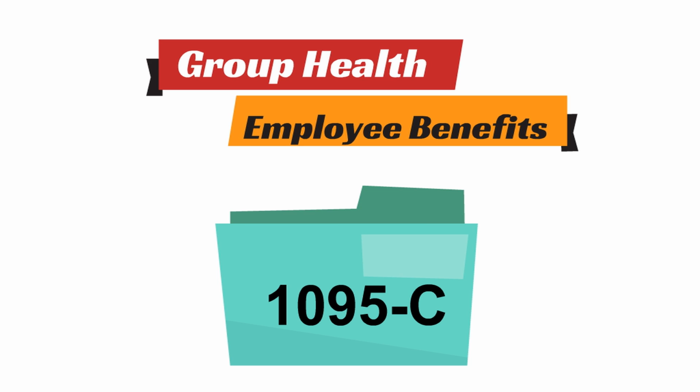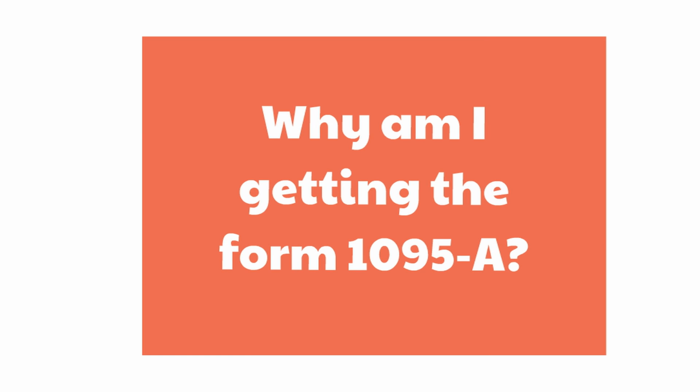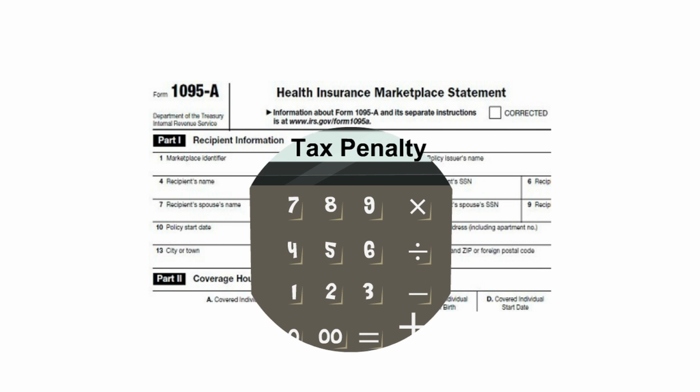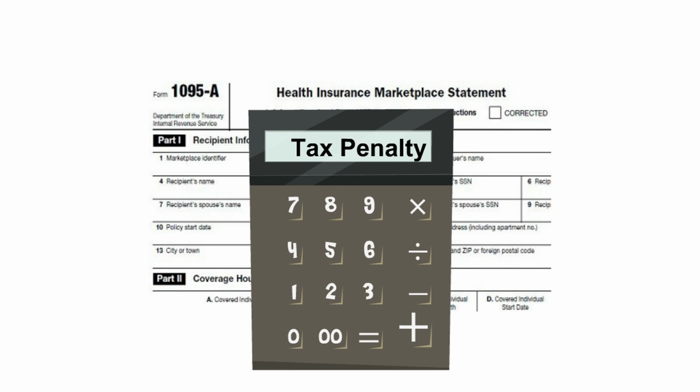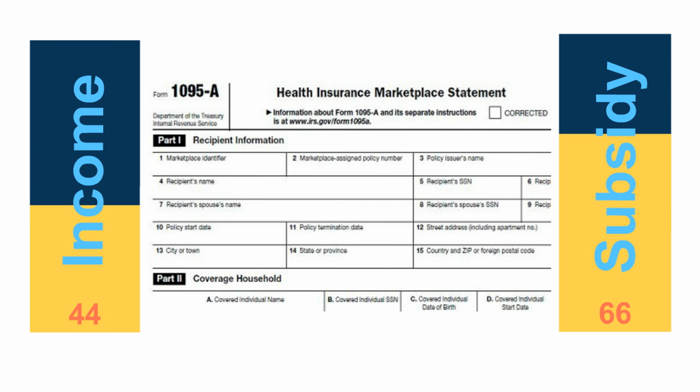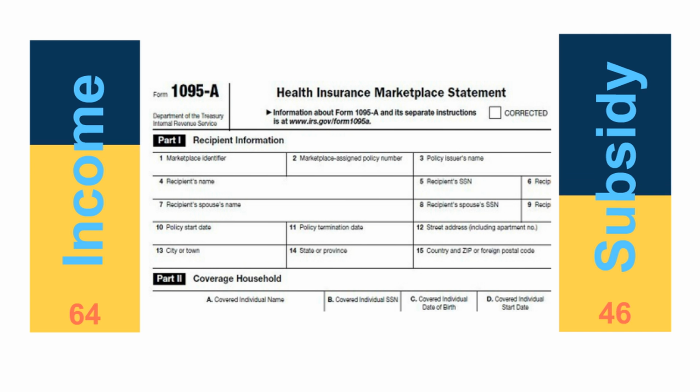Why am I getting the Form 1095A? Well, as a result of the Patient Protection and Affordable Care Act, most Americans are required to have health insurance or pay a penalty in years 2017 and 2018. This form tells the government when you had health coverage. It will also be used to make sure the subsidy paid to your plan is correct based on your income as reported to the IRS for that year.